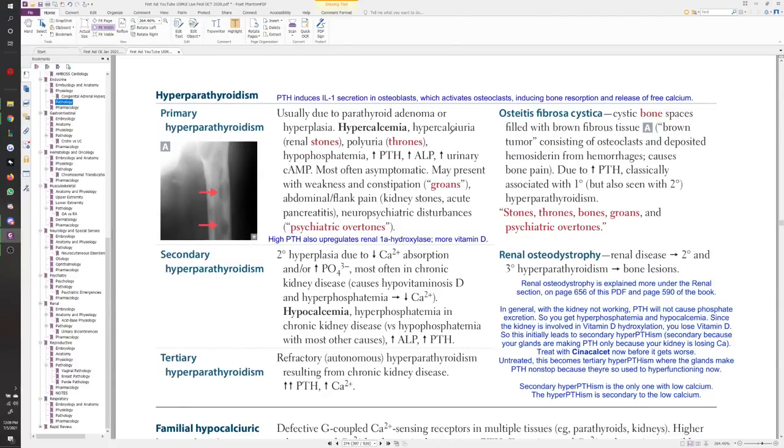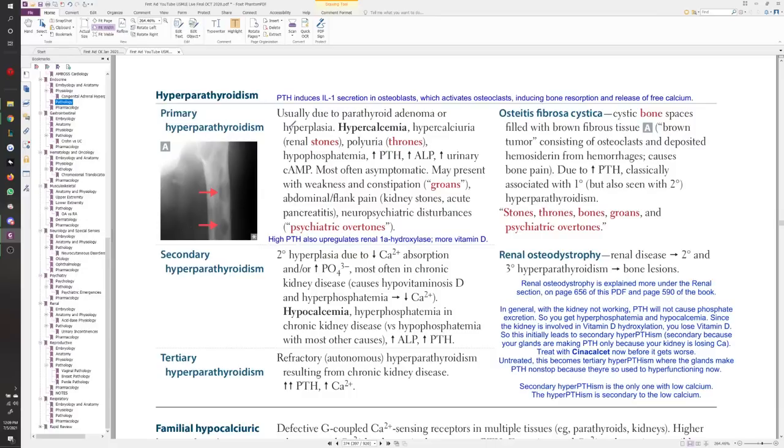You also just end up urinating a lot in general because of the high electrolyte counts. So polyuria, stones, thrones, throne is your toilet. Groans because of constipation, and psychiatric overtones because you will have mental status changes in these patients. Right, so stones, thrones, bones, groans, and psychiatric overtones. A bunch of things that happen. The bones part is rare in just straight hypercalcemia. The bones part is more so related to primary hyperparathyroidism.